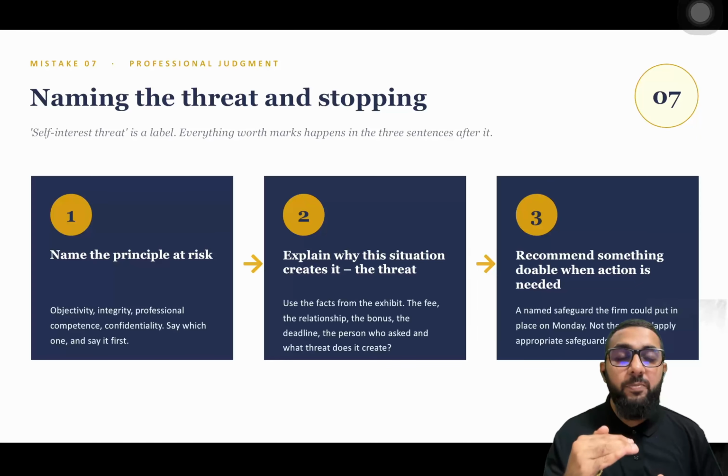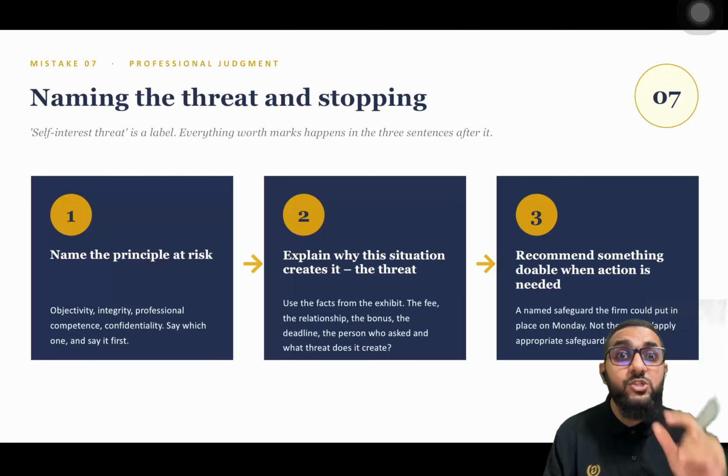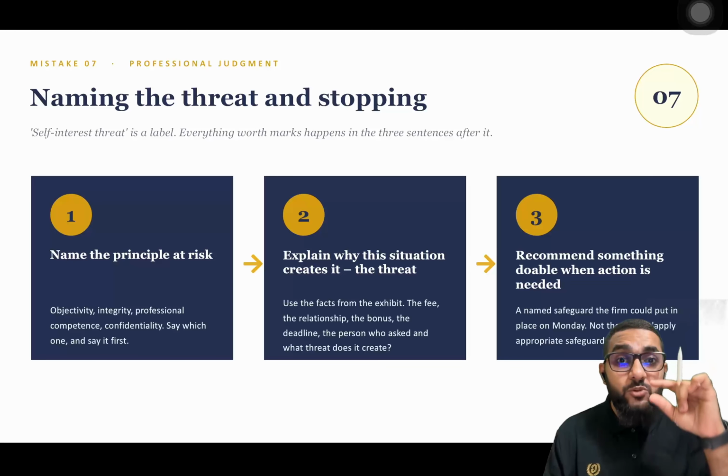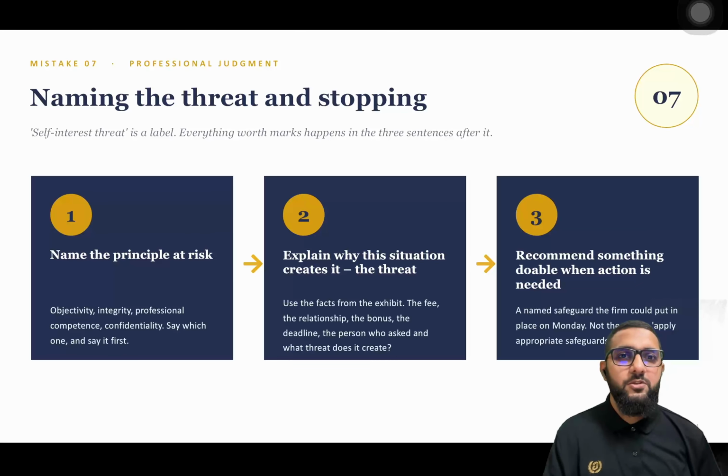And then you need to bring the action where necessary. Recommend something doable when action is specifically asked. If the question asks you to bring actions or safeguards, you need to bring the action. So you need to answer all the elements in order to score the full marks. Just naming the threat and stopping, and not going into evaluating and analyzing further with the principles, with the why, and with the actions will cause you to lose marks.